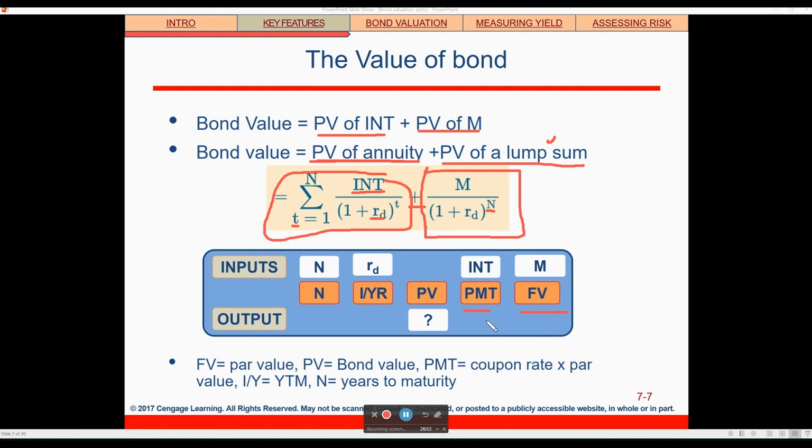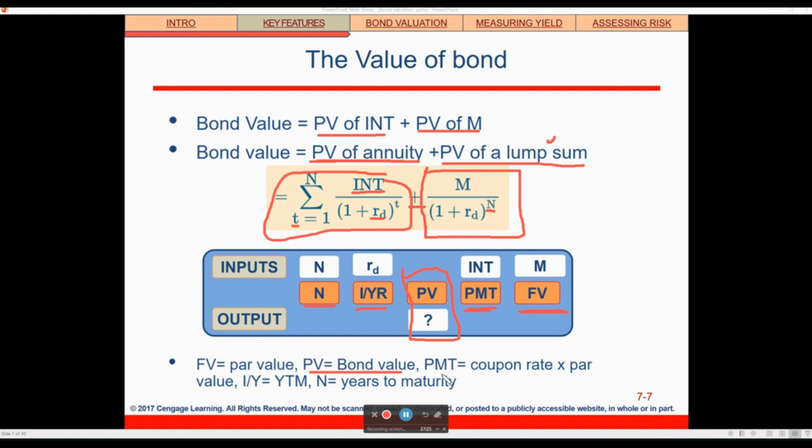In this case, you're going to actually use both. So you're going to input your payment, and your payment will be your coupon interest payment, and then you're going to put your future value, which would be here your par value, and then you're going to put your interest rate or yield, the number of period or years to maturity, and you're going to compute for your present value. And your present value will be the value of the bond.